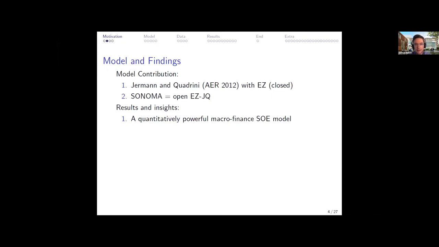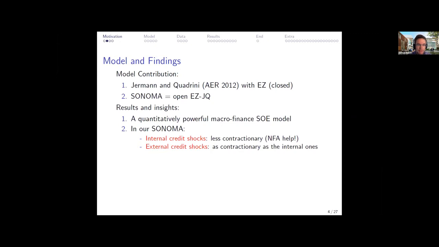So in the literature, there's a debate about the relevance of financial shocks, and we contribute to this debate with the following results. So internal credit shocks become less contractionary in a small open economy. Why? Well, agents are able to borrow from abroad to offset part of the disruptive effect of the domestic shock. However, the ability to borrow from abroad also has a cost in terms of exposure to external credit shocks. And we find that these shocks are as contractionary as the internal ones. Now, taken together, we find that financial shocks as a whole are of first order importance.